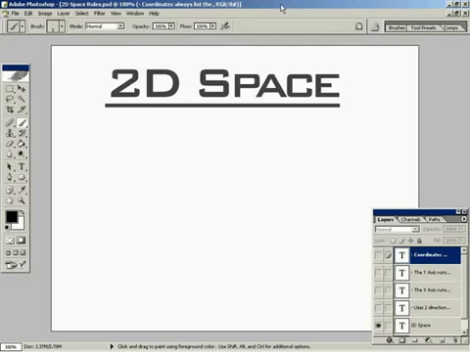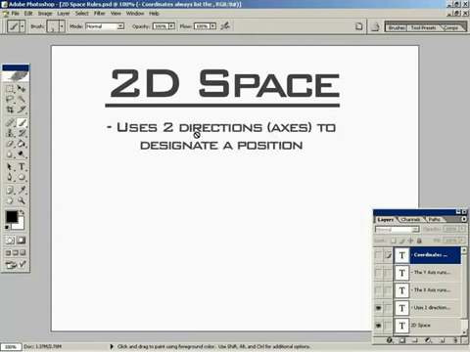That's right. And you see 2D space everywhere you look. It's right here on your screen. Your screen is two-dimensional right now. 2D space is going to use two directions, also known as axes, to designate a position. And you guys have all seen this.